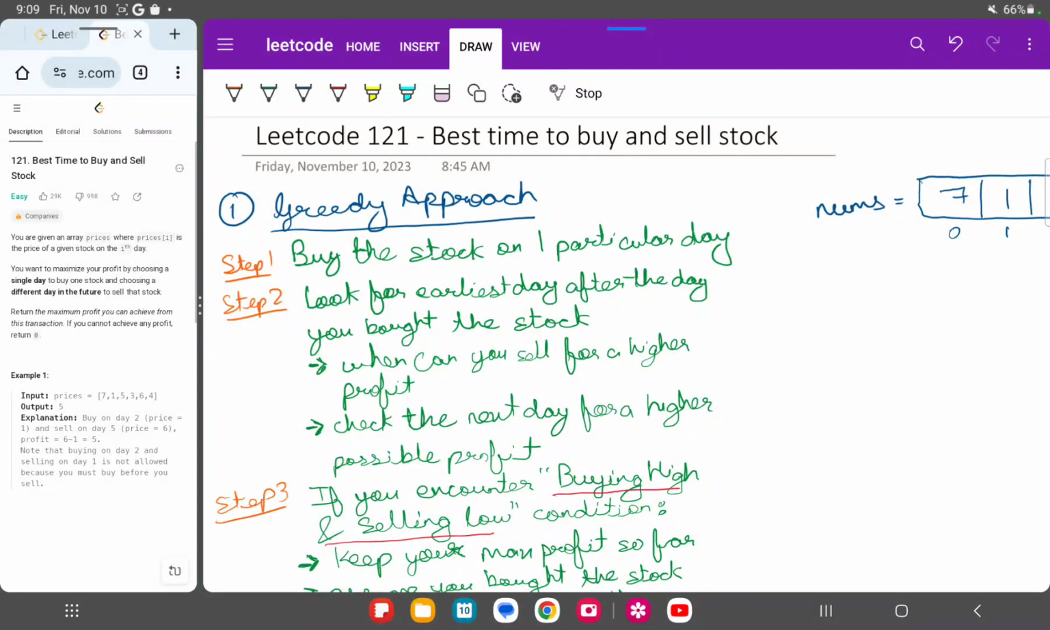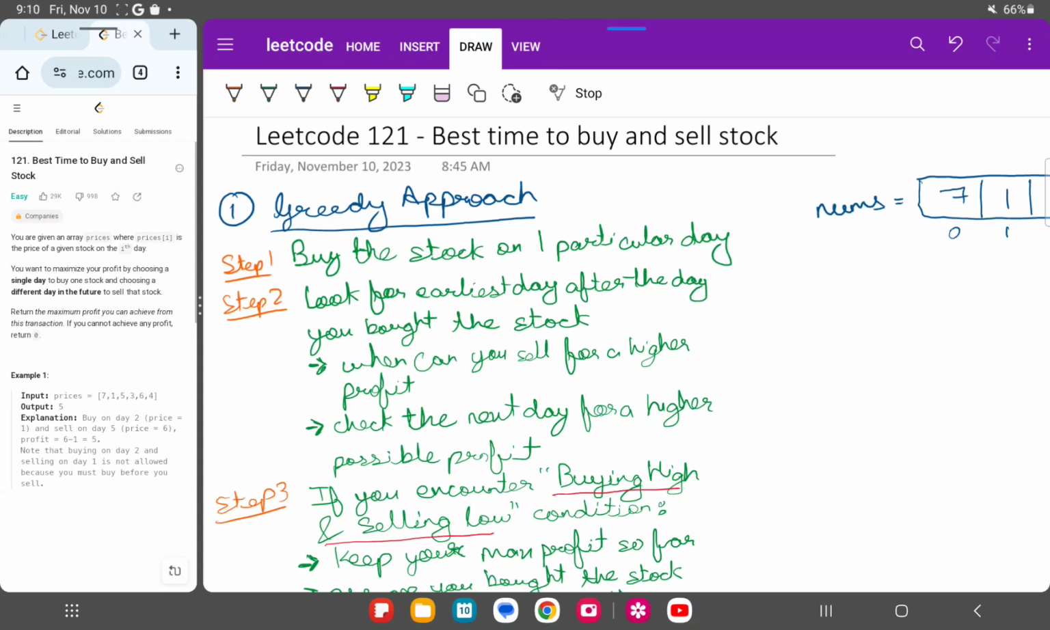Hi guys, so today we're going to be discussing Leetcode question 121, best time to buy and sell stock. You are given an array prices where prices[i] is the price of the stock on the ith day. You want to maximize your profit by choosing a single day to buy one stock and choosing a different day in the future to sell that stock. Return the maximum profit you can achieve from this transaction. If you cannot achieve any profit, return 0.